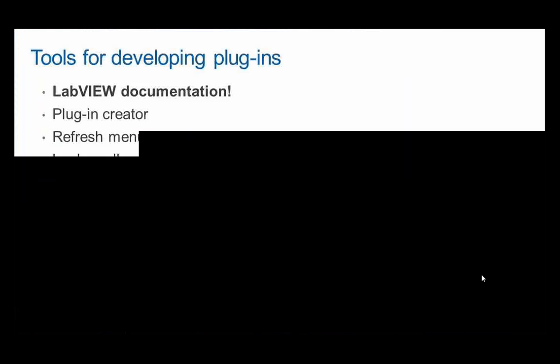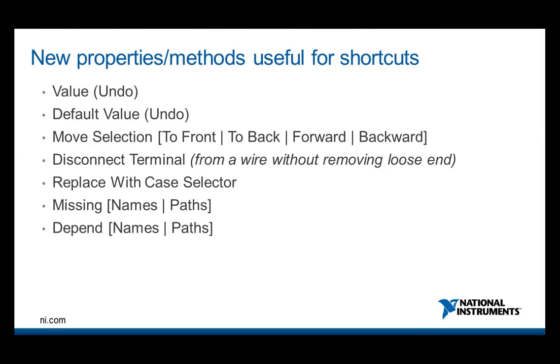All right, so there's some new things in VI Server and VI Scripting that help with plugins. We have undoable value and default value properties now. In fact, we added those specifically for the transpose 2D array one. Because when you write the value property or the default value property, normally in scripting, doing that does not add that as an undoable item on the stack of undo things for the VI. So we had to add these new properties that do that. Moving things around in the Z-plane order, we have new properties for. Disconnect terminal is a method that lets you take a wire, disconnect it from a terminal, but leave the rest of the wire still there. We didn't have a method in scripting for that. Jeff K. actually wrote that method.